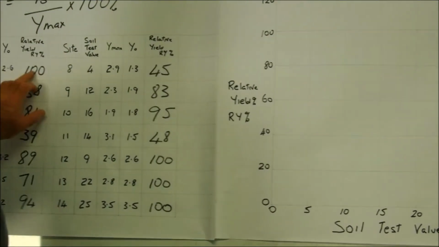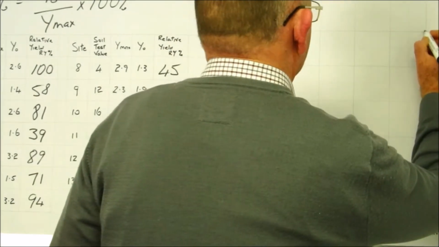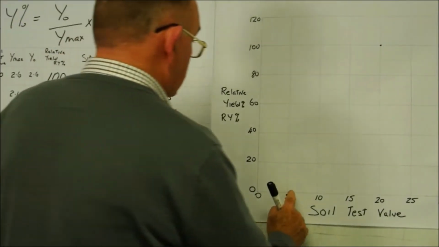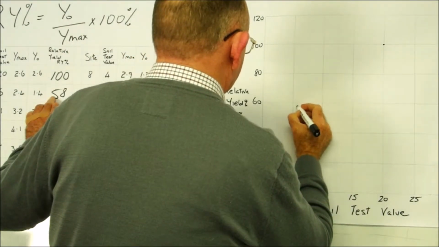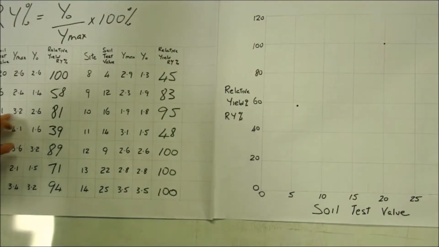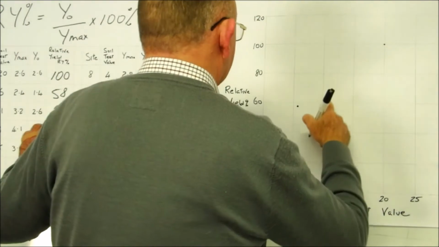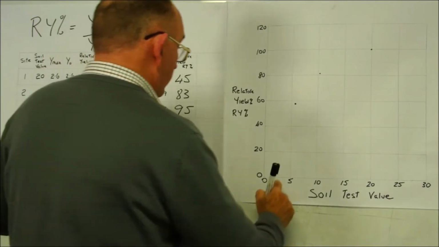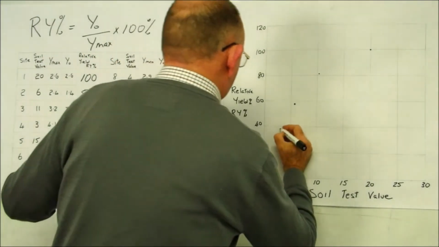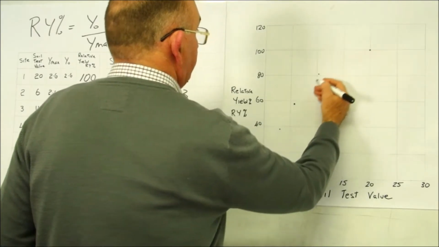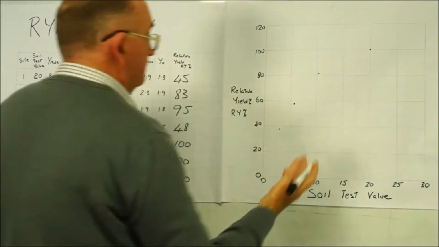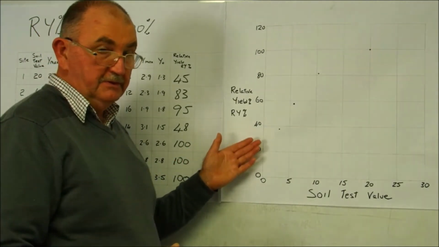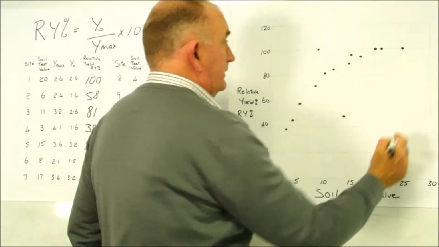Okay, so soil test value 20, relative yield 100. Soil test value 6, relative yield 58. Soil test value 11, relative yield 81. Soil test value 3, relative yield 39. Okay, and you can start to see that curve developing. It looks as if it's going to be a pretty reasonable sort of a curve. So what I'll do now is I'll complete the points of the curve, and we will look at the curve. So that's our last point.